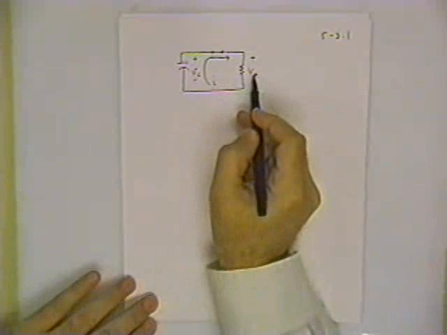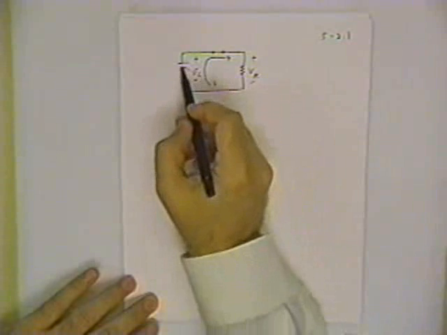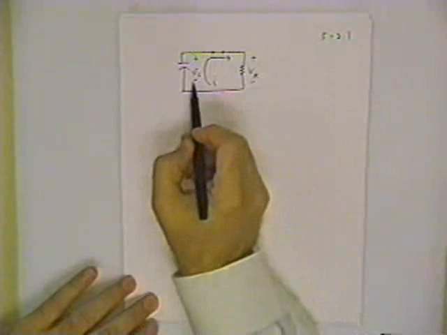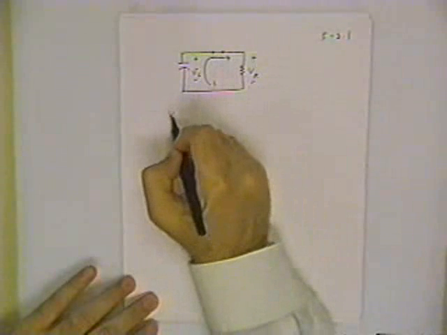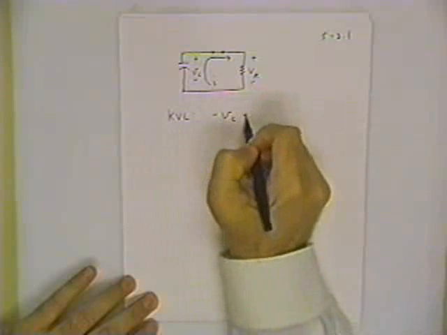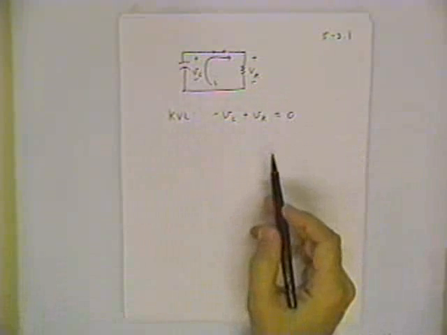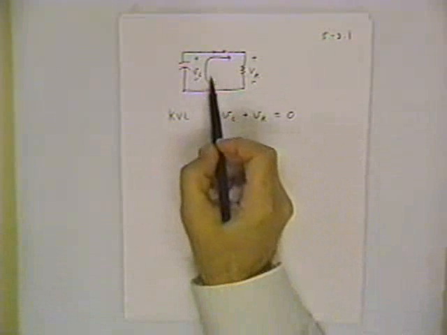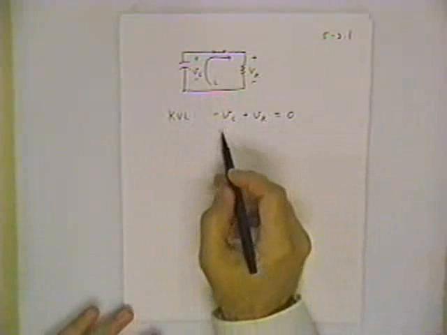Well, let's do the Kirchhoff law first. If we start at, say, this node and go around clockwise, I bump into a minus sign on the capacitor and a positive sign on the resistor. So I'd write the Kirchhoff voltage law: minus VC plus VR equals 0. But now what I want is an equation for I. And so I need to substitute my models.